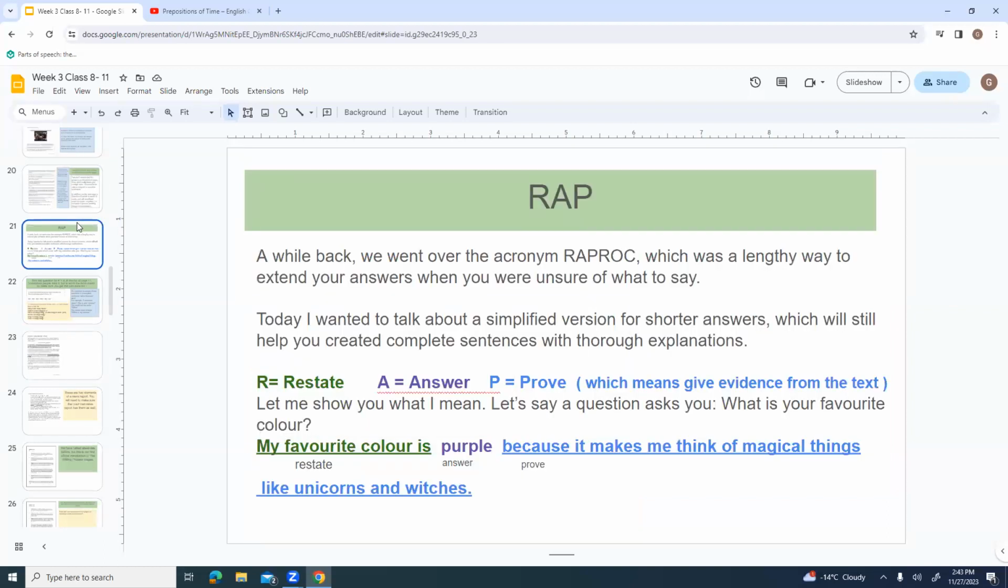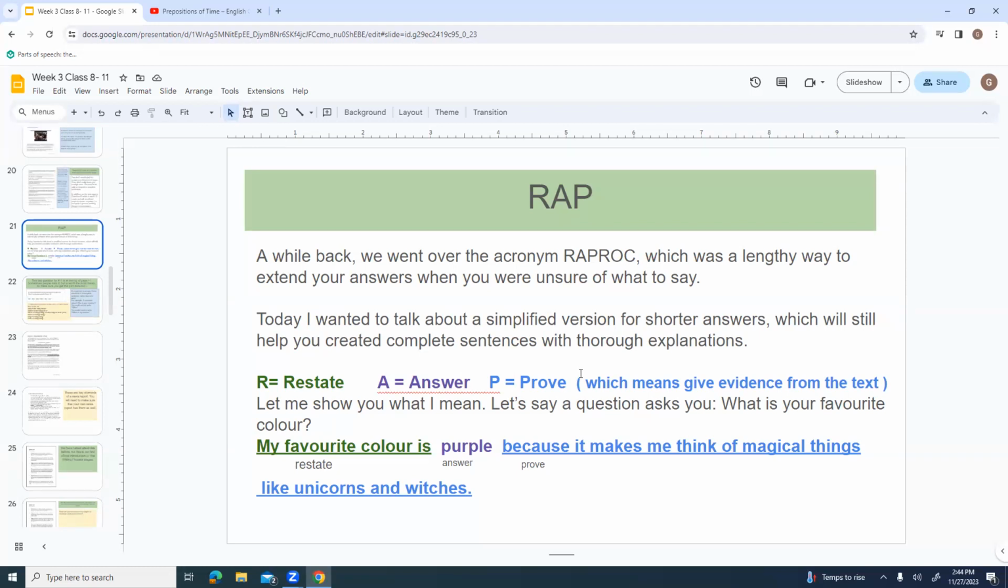So a while back, we went over the acronym RAPROC, which was a lengthy way to extend your answers when you were unsure of what to say. So I want to talk about a simplified version for shorter answers, which will still help you create complete sentences with thorough explanations. RAP just stands for restate, answer, and prove. Prove just means you give evidence from the text if it's about the text. If it was about your own life, you would give some examples, okay? So let me show you what I mean.